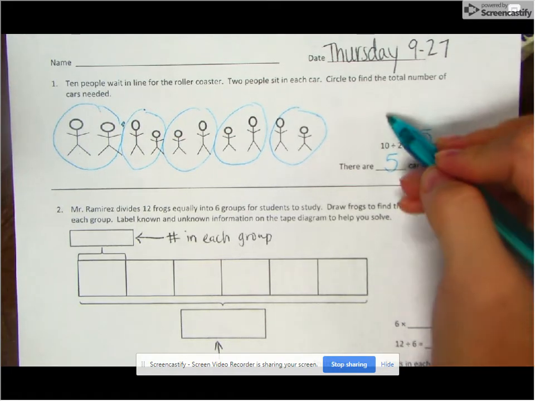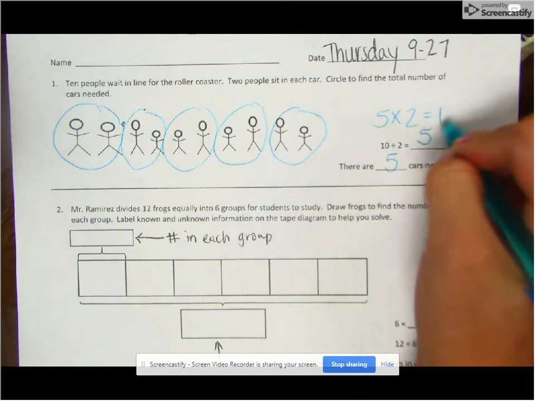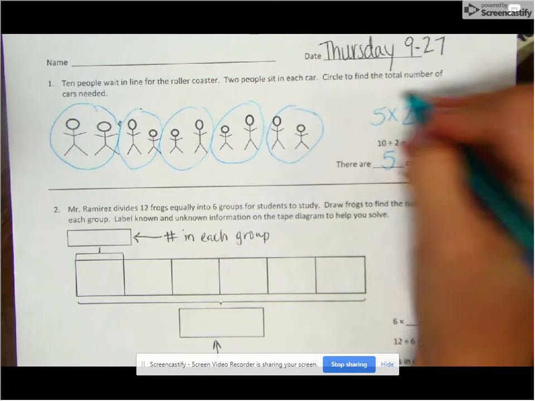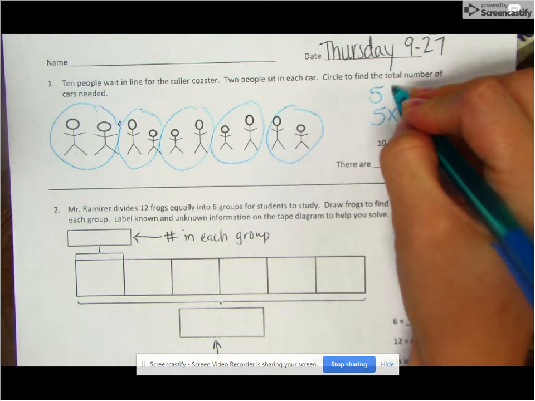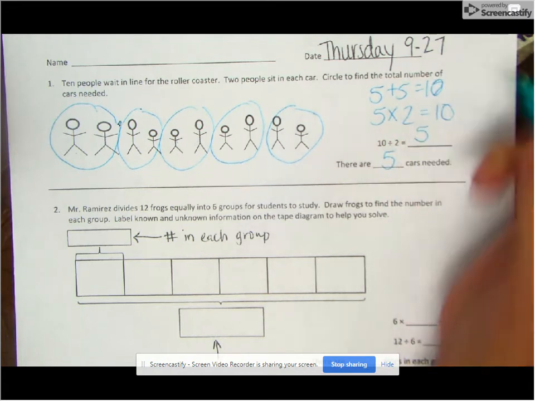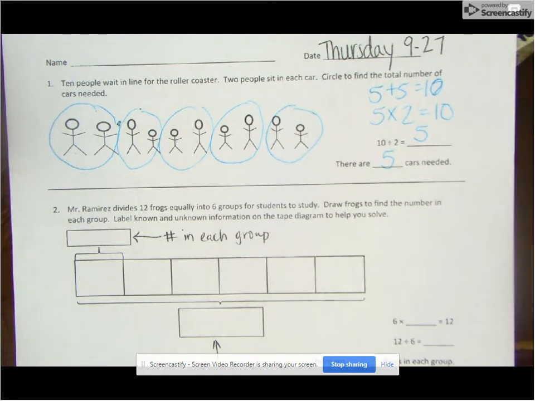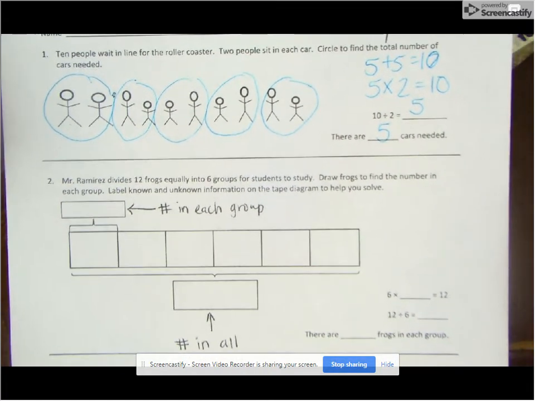And we just talk about connecting that to the multiplication fact. 5 times 2 is 10. That can also connect to doubles facts they should know from last year. 5 plus 5 equals 10. That's 5 two times.